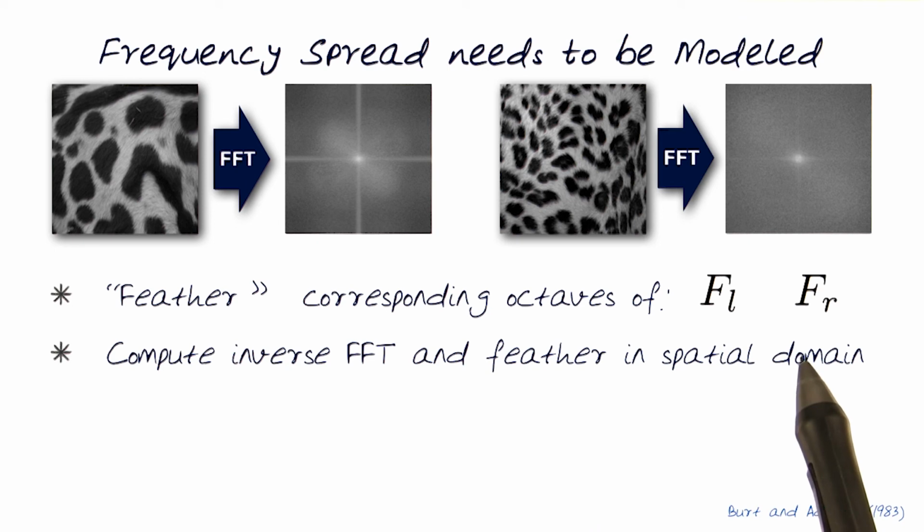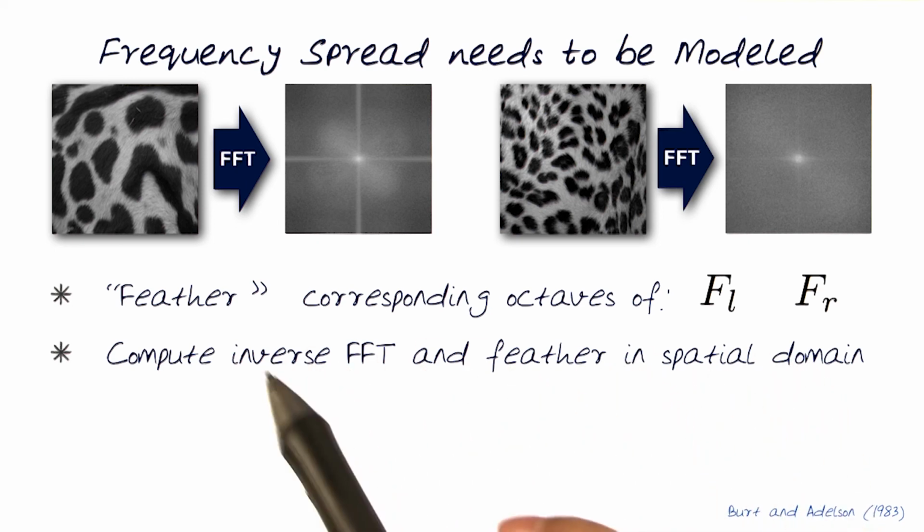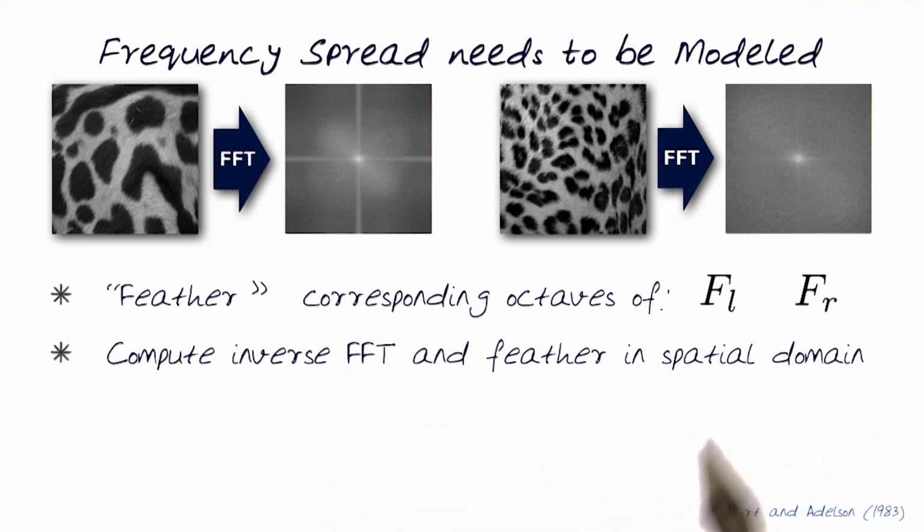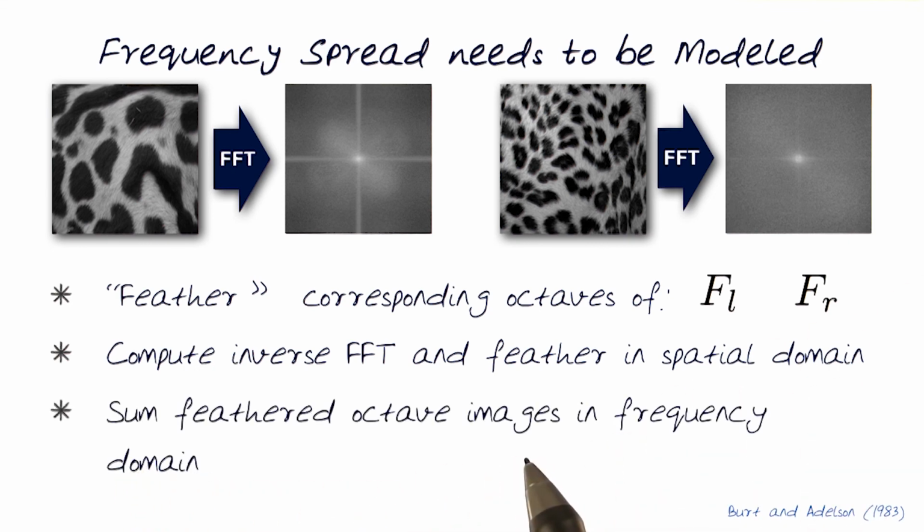And that will allow us to feather everything in the frequency domain, and actually the output would be in the spatial domain. So now what we can do is basically sum the feathered octave images in the frequency domain, and we would actually have a very nice smooth image. Let's look at that example.